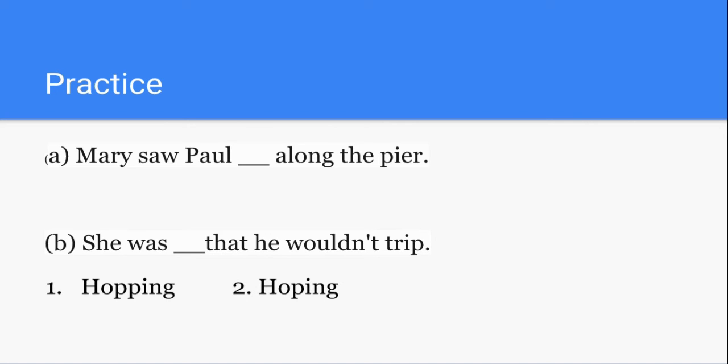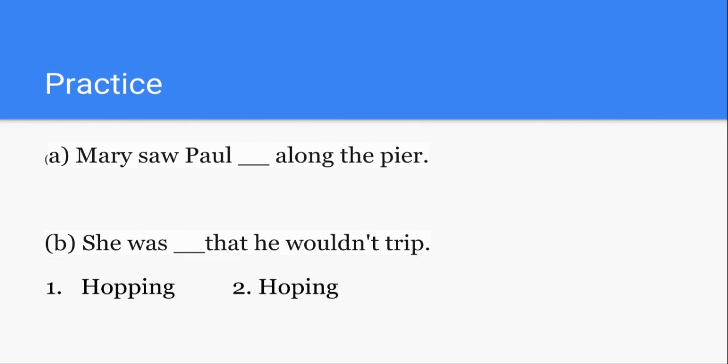So let's do a practice. Mary saw Paul blank along the pier. Would it be 1 or 2? You decide. We'll go over the answers in a brief moment. Alright, so time for question B. She was a blank that he wouldn't trip. 1 or 2? So think of the answer.